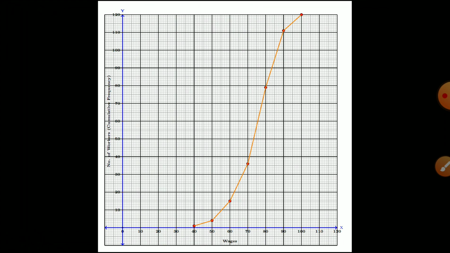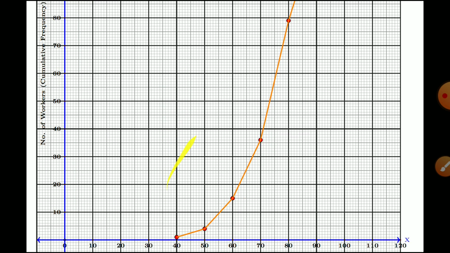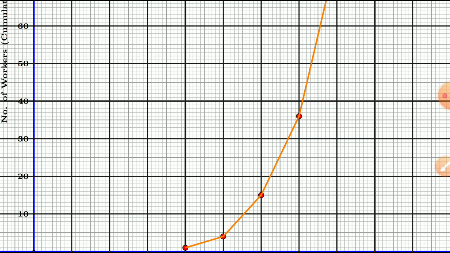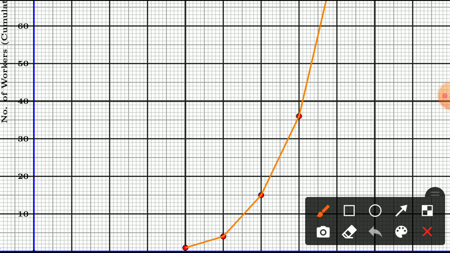Okay, so now see here, our graph is ready. Now first of all, to find q1, we find where 30 is on the y-axis. So here is 30. From that 30 we draw one horizontal line, and it crosses our graph at this point, and from this point we drop a perpendicular on the x-axis.